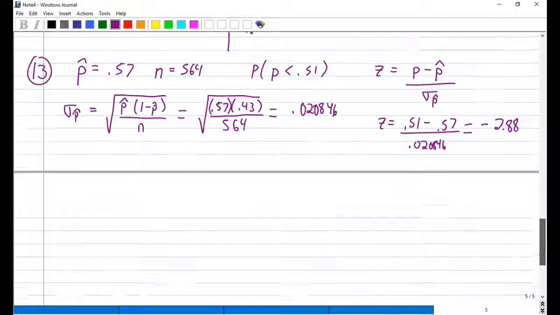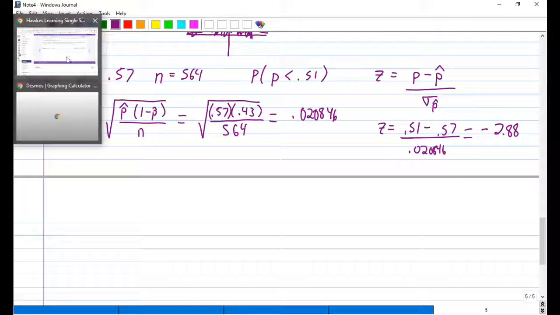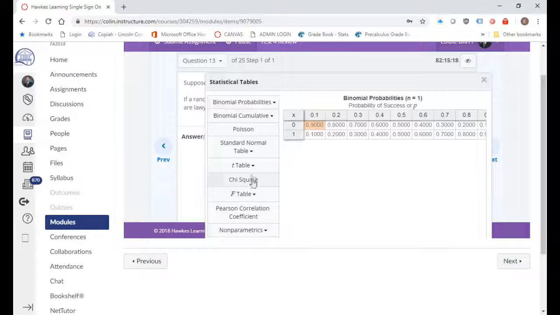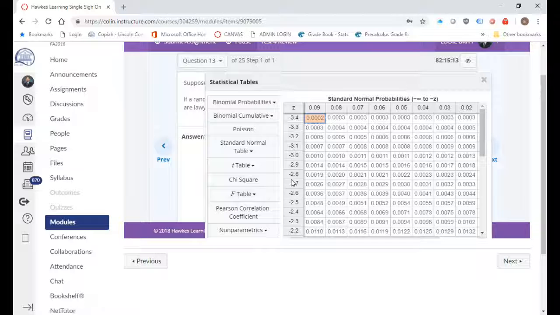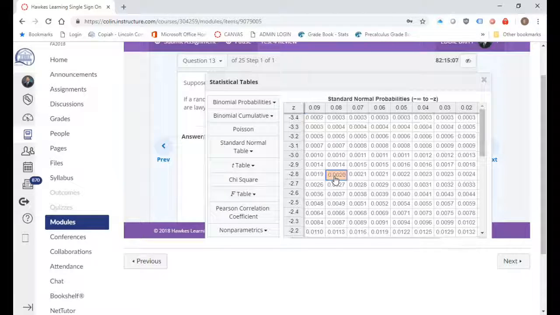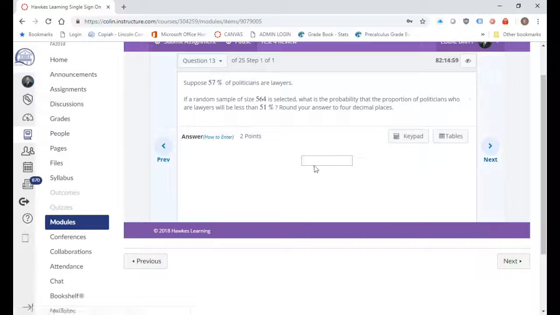Remember, this is a less than problem. So what that means is, if I look this value up in my table, I'm going to take the value that it gives me as my answer, as my probability. So I need to go to my table, go to Tables, Standard Normal, negative infinity to negative z. And then I want to look up -2.88 right there. I think you can actually copy this if you want. Look at that. I'm going to copy it. And since it's a less than problem, I'll just paste it right here. That's my answer. That's rounded to 4 places already.